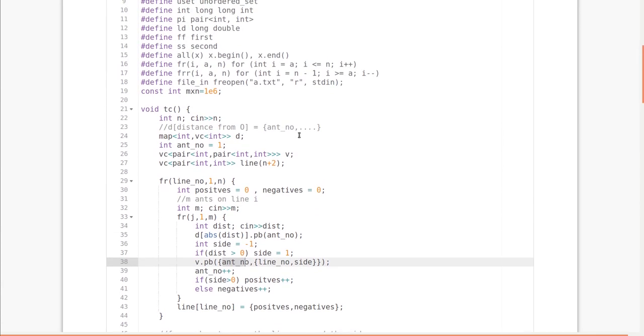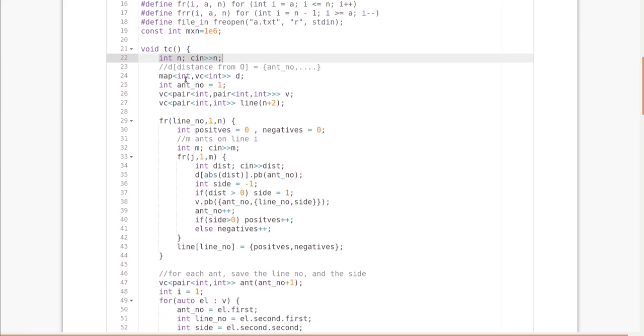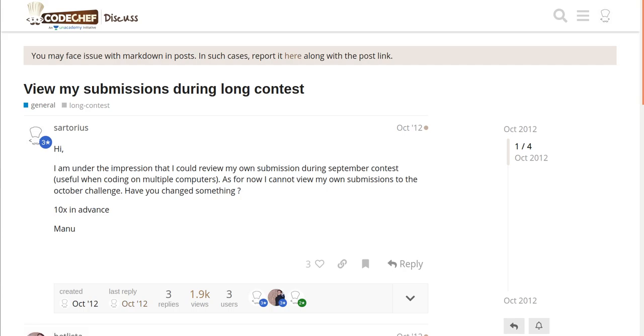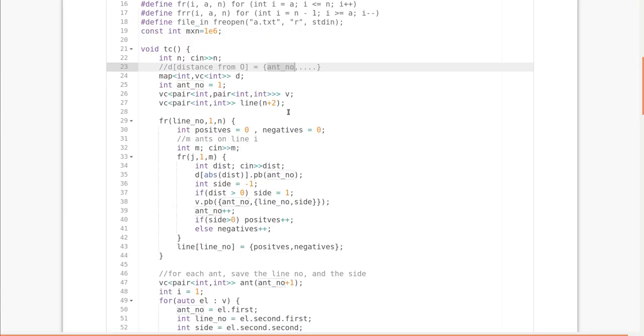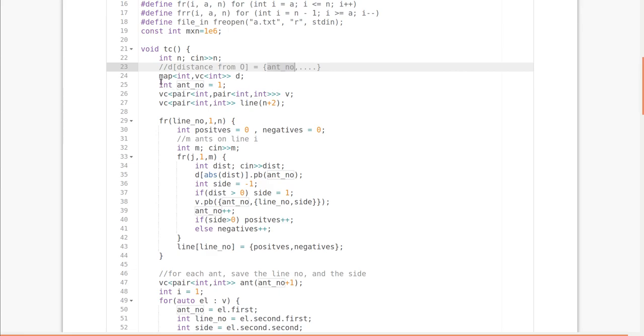Okay, so here it is. So at first I take the input, the number of lines. N is the number of lines. Then I create a map. D stands for distance. So this key stores the distance from point O, and this will store the ant number. Like I'm numbering each ant, map int vector int D.